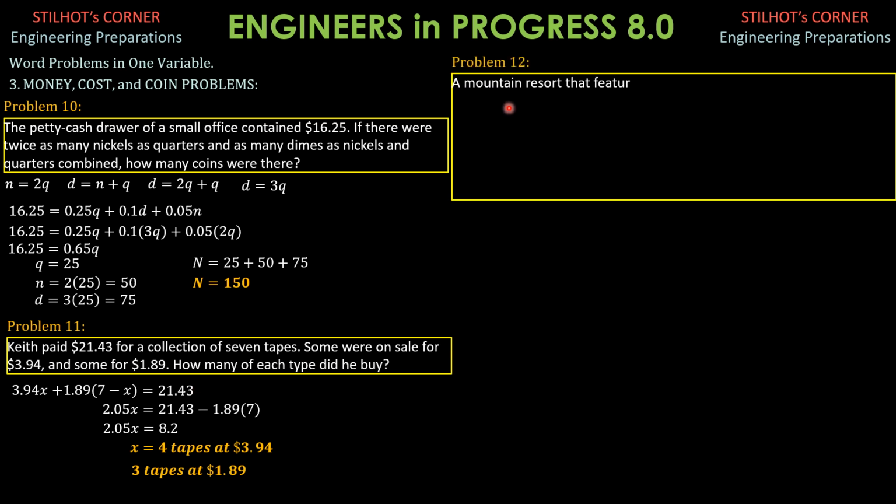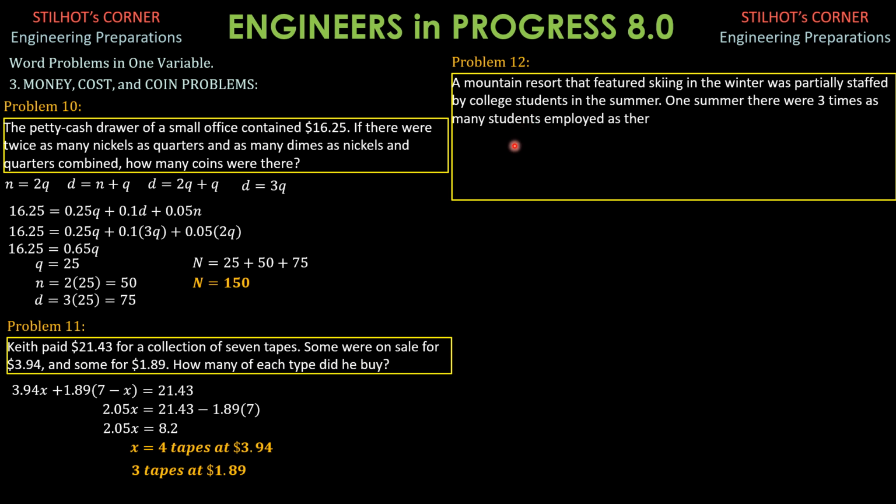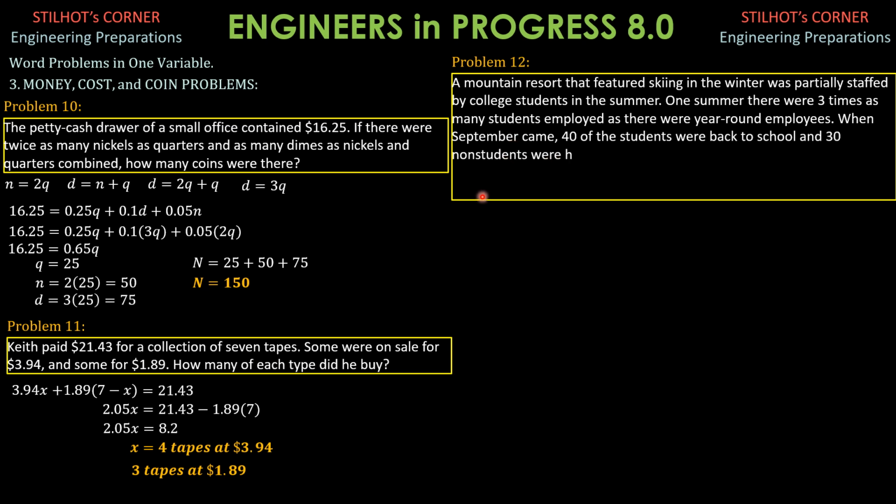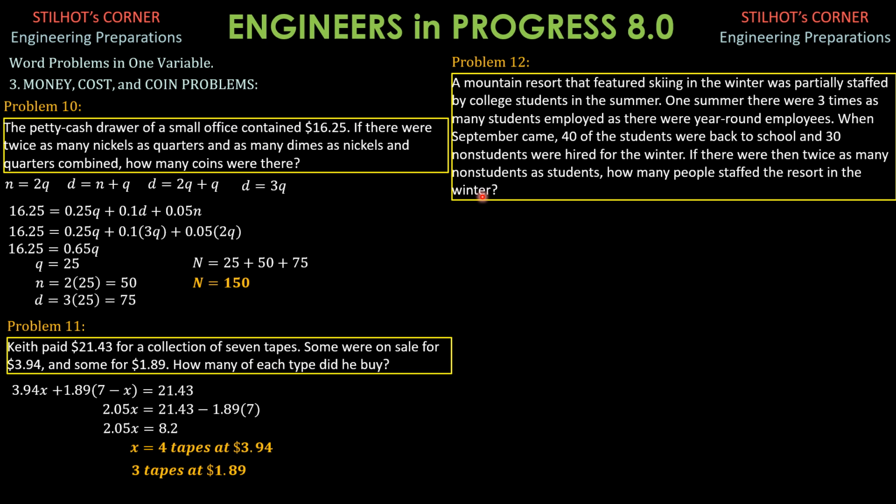Problem 12. A mountain resort that featured skiing in the winter was partially staffed by college students in the summer. One summer, there were 3 times as many students employed as there were year-round employees. When September came, 40 of the students were back to school and 30 non-students were hired for the winter. If there were then twice as many non-students as students, how many people staffed the resort in the winter?